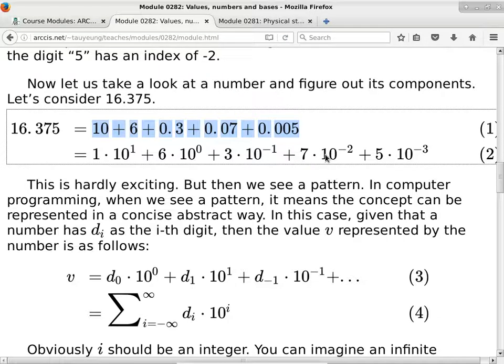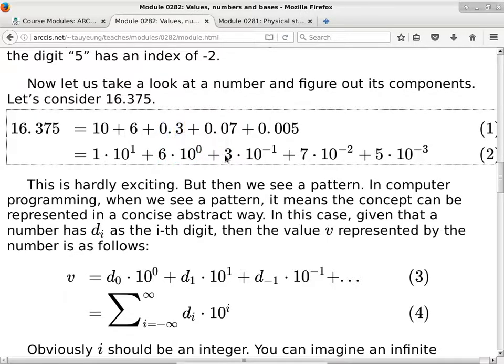So by itself, it doesn't seem to have any significance. But when you go to the next line, then it has some significance. What is the big deal here? There's nothing new, because 10 is simply re-expressed as 1 times 10 to the power of 1, and 6 is re-expressed as 6 times 10 to the power of 0.